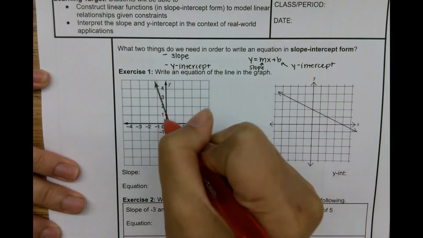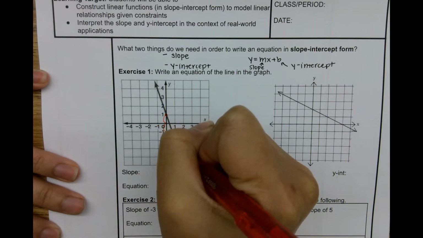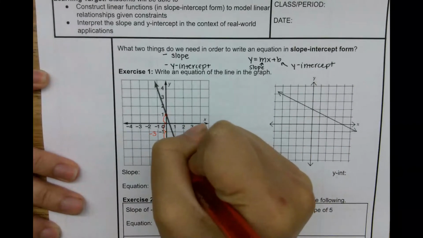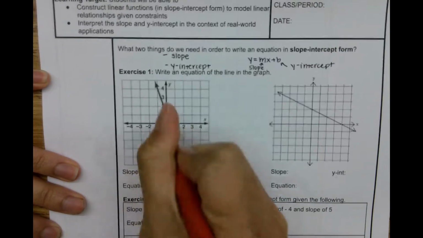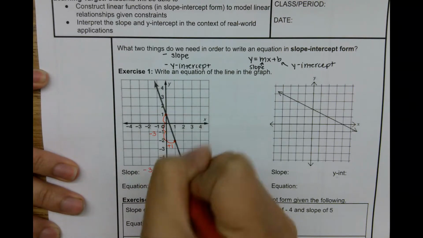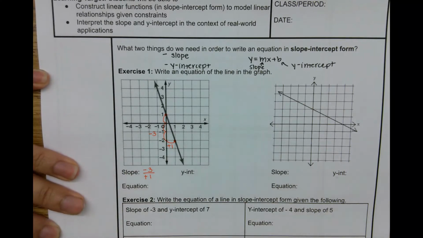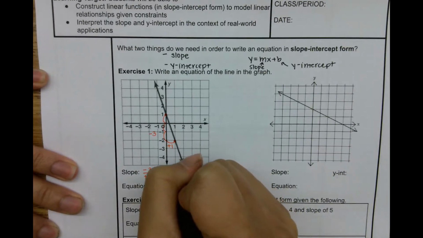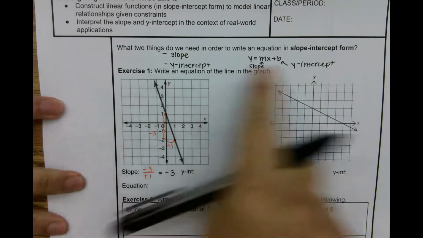Going from left to right, I'm going to go down 1, 2, 3. So I went down 3, and then to the right 1. That means my slope is -3, right? Change of y, up and down, rise, over run, change in x. I went right 1, so -3 divided by +1 is -3. So my slope is -3. That's one thing I need to write in slope-intercept form.